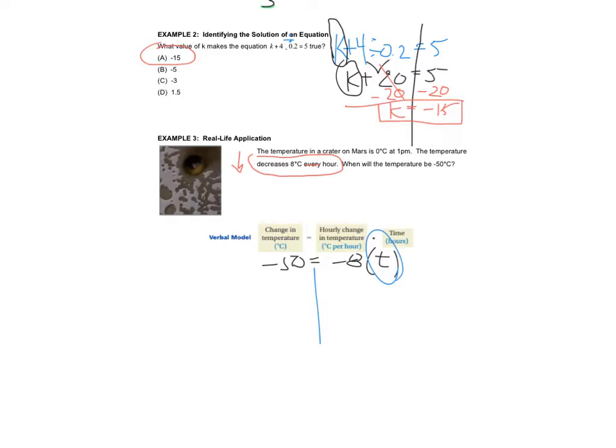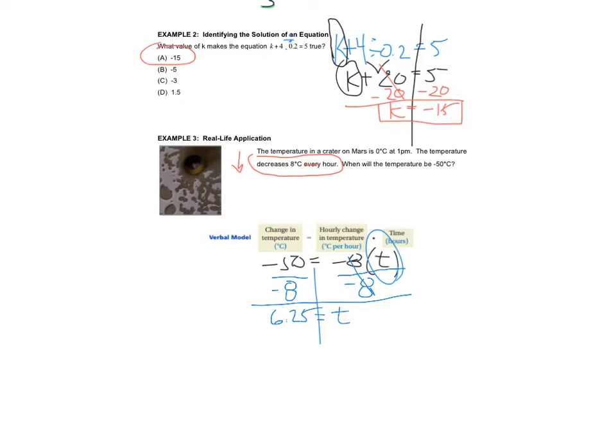Now I see multiplication. So we're seeing a multiplication on this side, negative 8 times t. So that tells me to do division. So I'm going to divide both sides. It's the negative 8 that we're trying to move. So we divide both sides. Negative 8 divided by negative 8 is 1, leaving me with just the t. Negative 50 divided by negative 8 is 6.25.